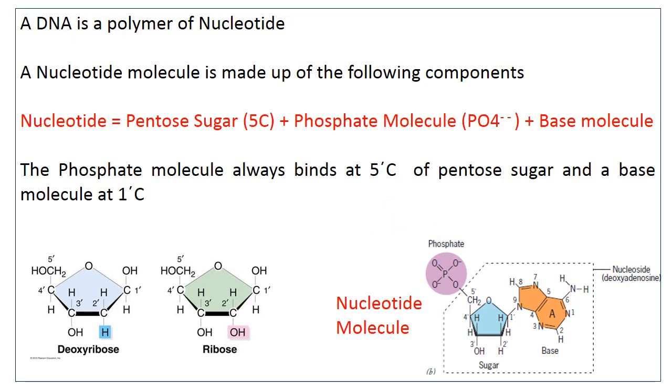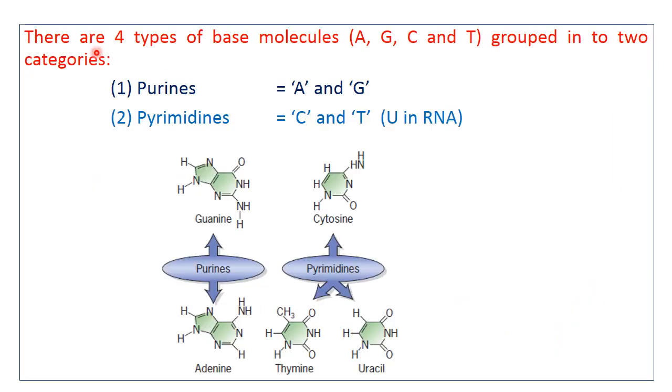There are 4 types of base molecules: adenine, guanine, cytosine and thymine, and these base molecules are grouped into 2 categories. One is purines and the other is pyrimidines. In purines there are 2 types of bases, adenine and guanine, and in pyrimidines there are 3 types of base molecules: cytosine, thymine and uracil. Uracil is present in RNA in place of thymine.